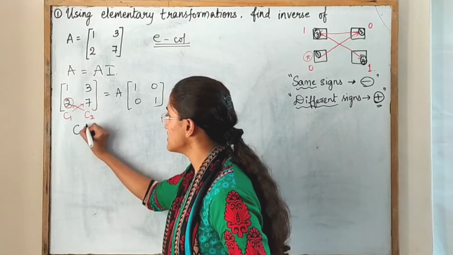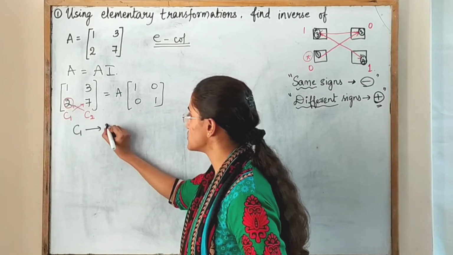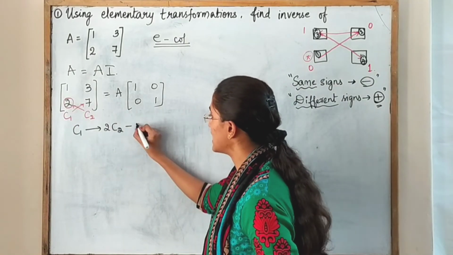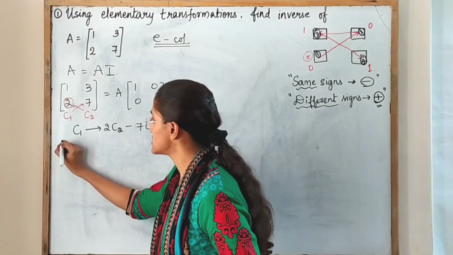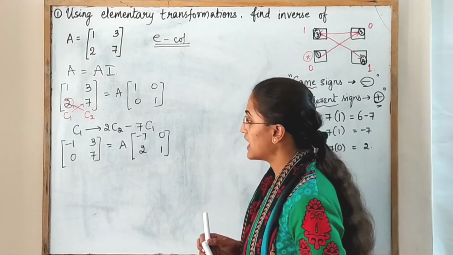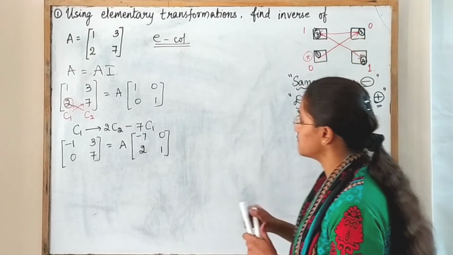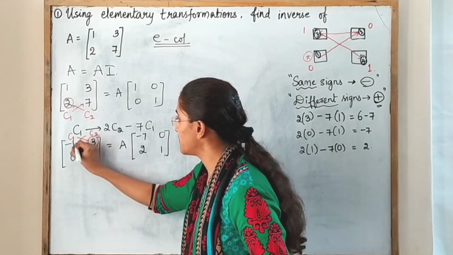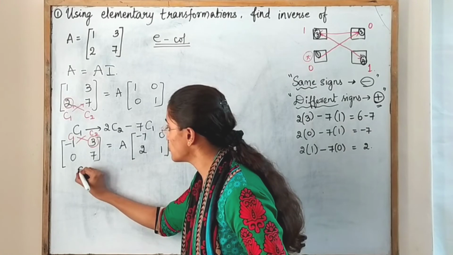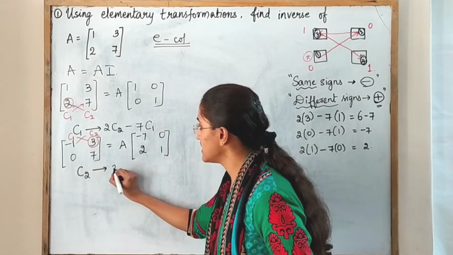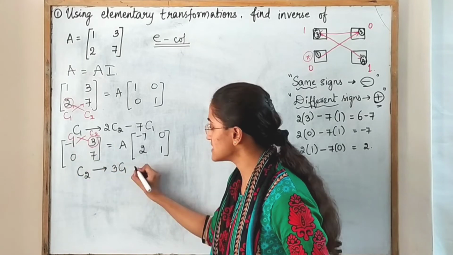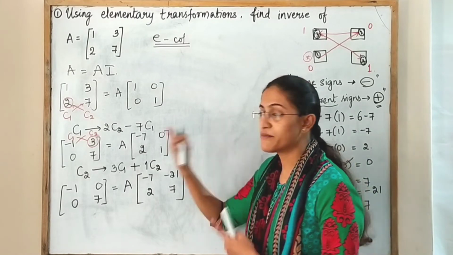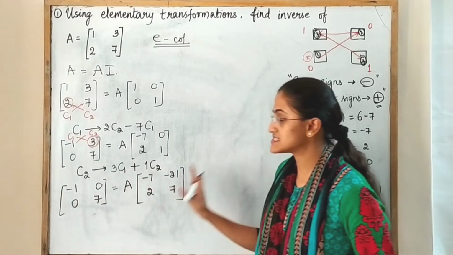Now C1 is changing to 2 times C2. Same signs, hence I put a minus 7 times C1. Hence we get the first column changing now. Now our next target is to make this element 0. Again I put C1, C2, multiply these two. Hence C2 will now change as 3 times C1, different signs, and hence I use plus 1 times C2. After applying this operation, we are getting this equation.